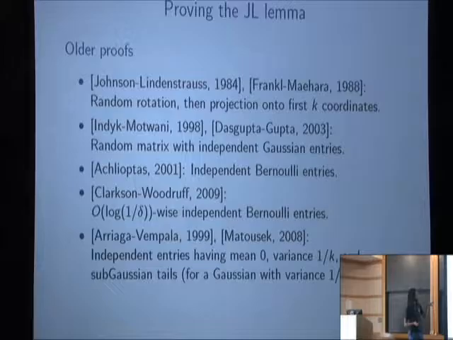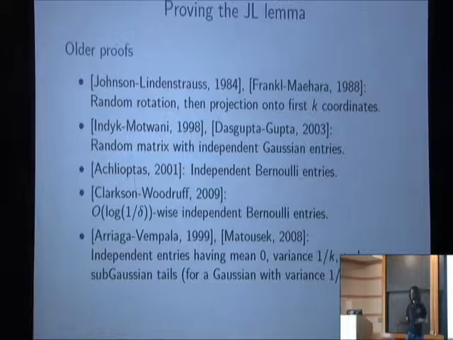Achlioptas showed that you don't need Gaussians. You can get away with Bernoullis. And in fact, he came up with a construction where only a third of the matrix is non-zero. So it was sparser than the previous constructions, but by a constant factor. Okay, and this work was the same construction as this, but it showed that you only need bounded-independent entries. And I guess this is more general in the class. So sub-Gaussian tails, I just mean that it decays at least as quickly as a Gaussian does.